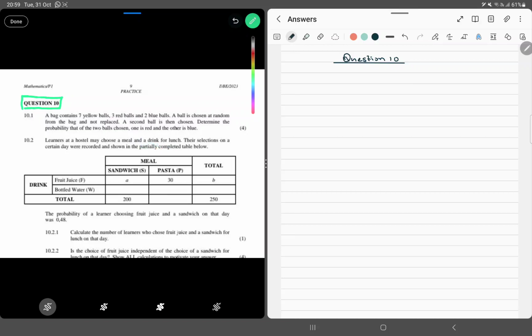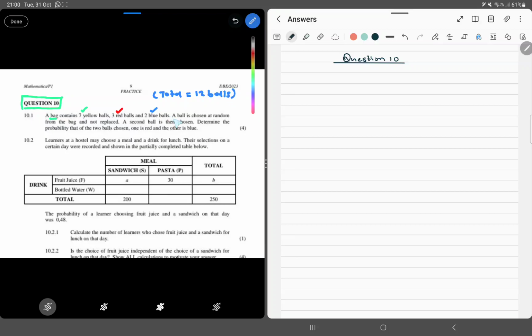So yeah, let's go. Now we're told in 10.1, a bag contains, so this one is the bag, that is our sample space, contains 7 yellow balls and 3 red balls, and then we've got 2 blue balls. Okay. So can you see we've got a total of 12 balls. So be careful of totals. Total of 12 balls. Okay.